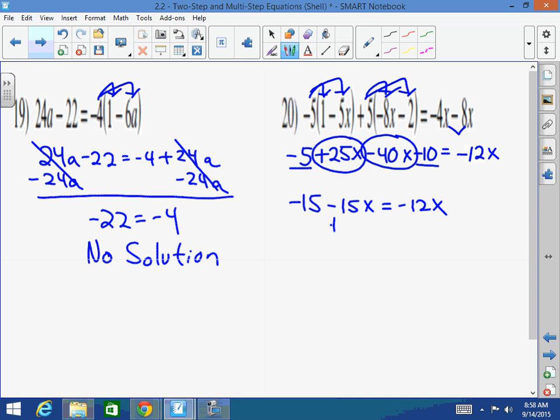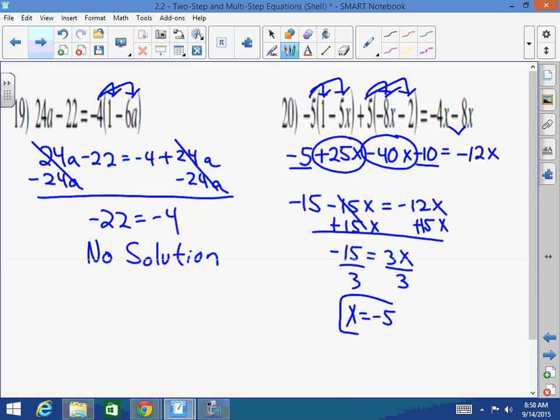You want to get the x's together on one side, so I add 15x to both sides, and negative 15 equals 3x. I divide by 3 on both sides, and x equals negative 5. Bing, bang, boom, we are done.